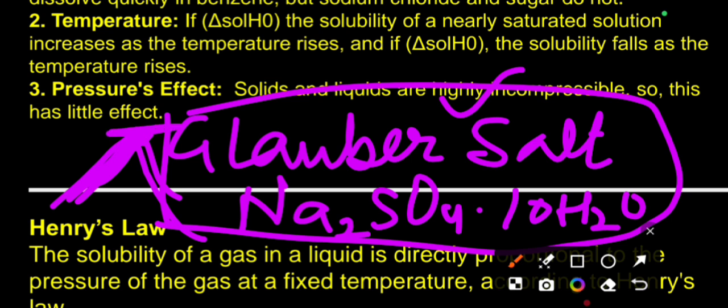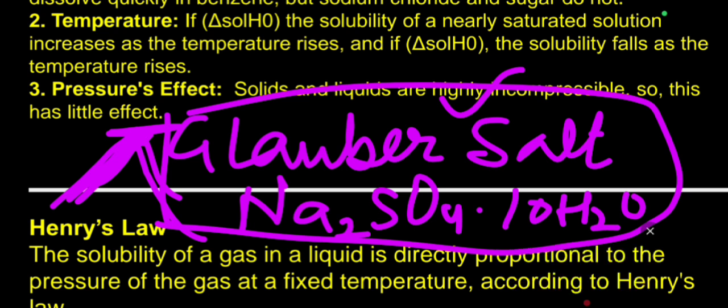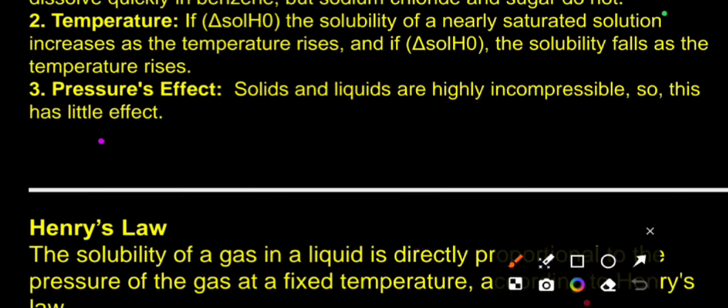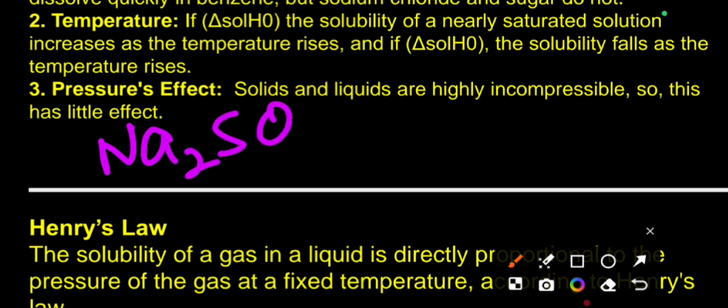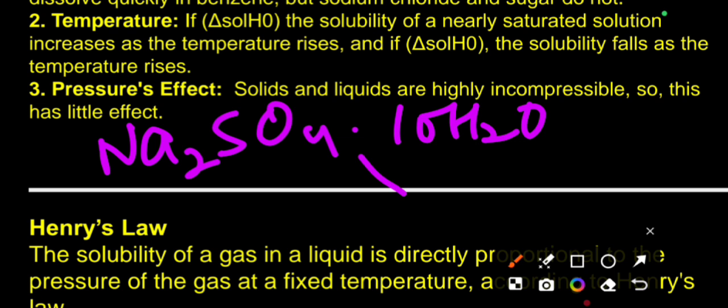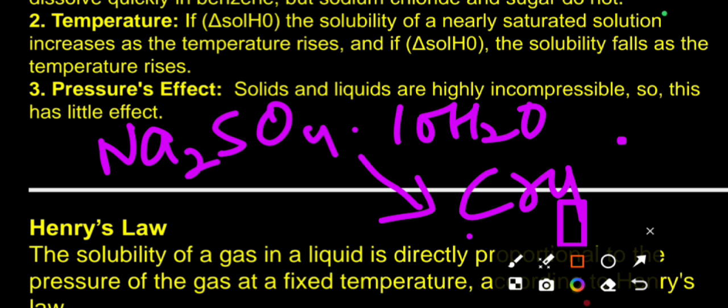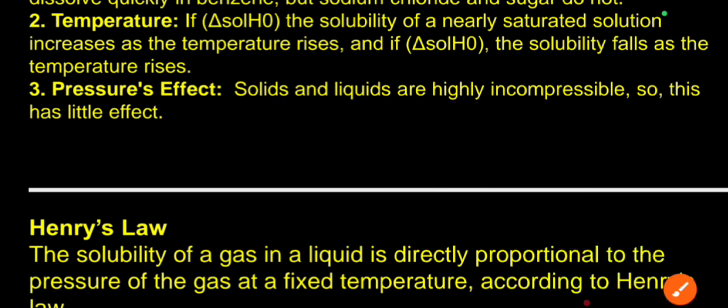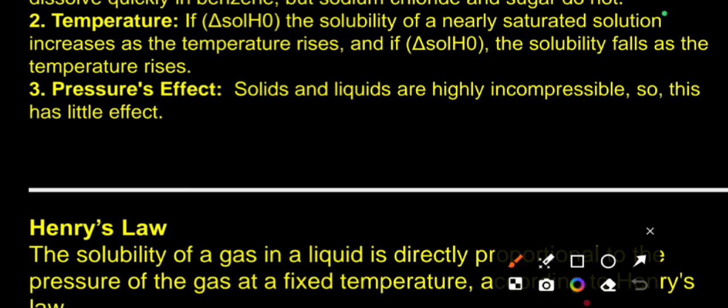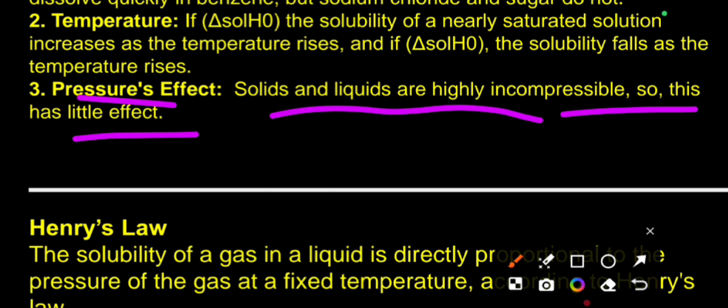How can you say this point is the transition point? Because at the transition point Na2SO4·10H2O changes the shape of its crystals. The point at which it changes is the transition point. The next factor is pressure effect. Solids and liquids are highly incompressible, so pressure has very little effect. It means you can't compress solids and liquids, so there is no effect of pressure on the solubility of solid in liquid.